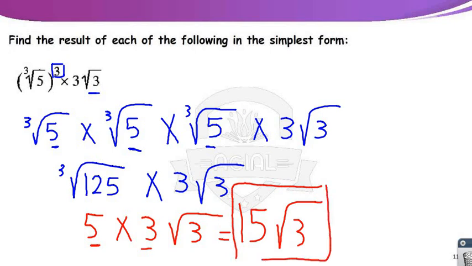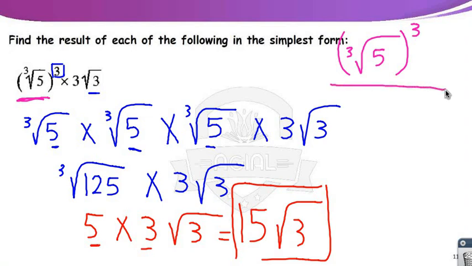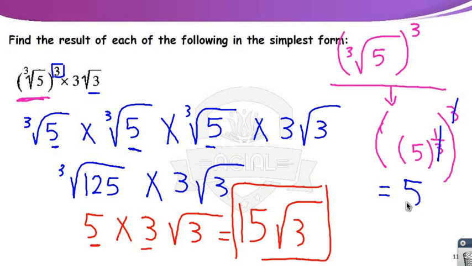We have a remark here. We have the cube root of 5 to the power of 3. Here we have the cube root of 5 repeated how many times? Repeated 3 times. Okay, because we have 5 to the power 1 over 3, to the power of 3. So 3 with 1 over 3 will be 5.